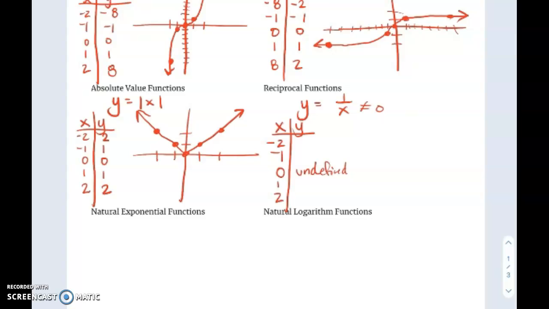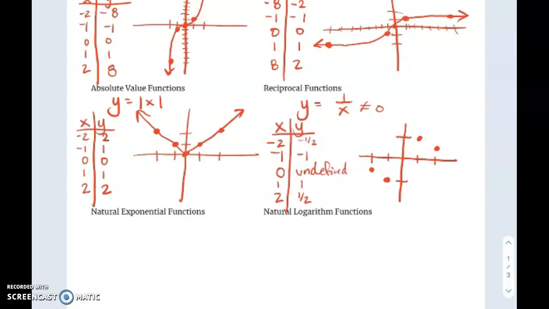If I plug in -2, you're going to have -1/2 as the y value. If you plug in -1, you get -1. If you plug in 1, you get 1 divided by 1 is 1. And if you plug in 2, you have 1 divided by 2, which is 1/2. So when we graph this, -2 is at -1/2. -1 is at -1. 0 is undefined, and it's actually an asymptote. 1 is at 1. And 2 is at 1/2.